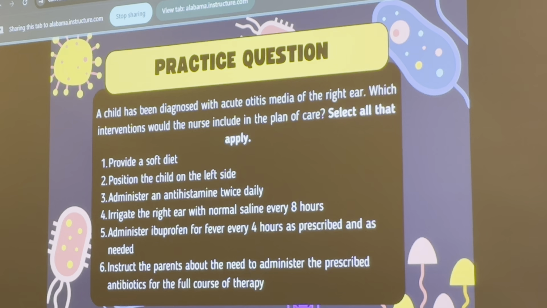Instruct the parents about the need to administer the prescribed antibiotics for the full course of therapy. Yes. If it always says full course of therapy, 9 times out of 10, that's a pretty good answer to choose from. Provide a soft diet, administer ibuprofen, and then full course of therapy of antibiotics. Make sense, people? Everybody good on that? Yes. Okay.